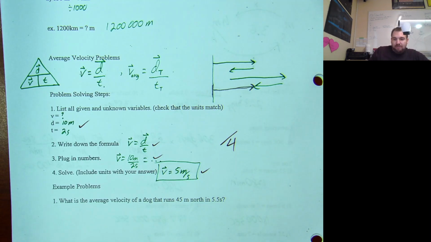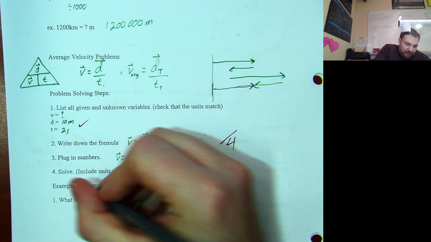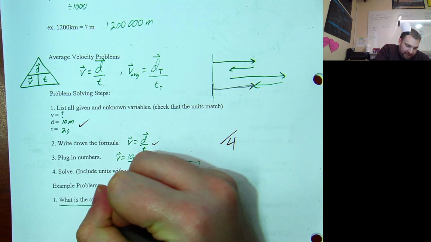So an example problem, nice and easy. What is the average velocity of a dog that runs 45 meters north in 5.5 seconds? Well, I'm looking, it says what is average velocity? So that's what we're looking for.